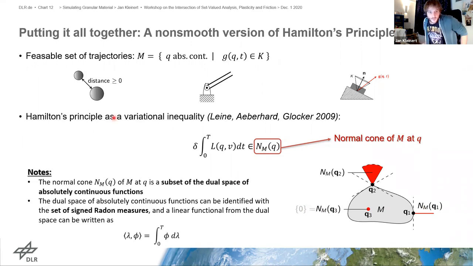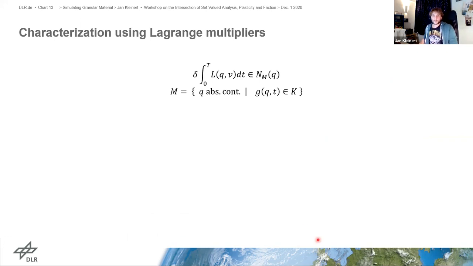Okay, so some notes. So the normal cone is a subset of the dual space of absolutely continuous functions. And we've already established that the dual space of absolutely continuous functions can be identified with a set of signed Radon measures, in the sense that you can write any dual pairing as an integral over a signed Radon measure. Okay, so this gives us this set of equations. And from a numerical point of view, this is still very abstract, and we cannot do much with it. But we have some information on the set M. And we know that the set M is characterized by conical inclusions. So we can hope that we can characterize this equation using Lagrangian multipliers.